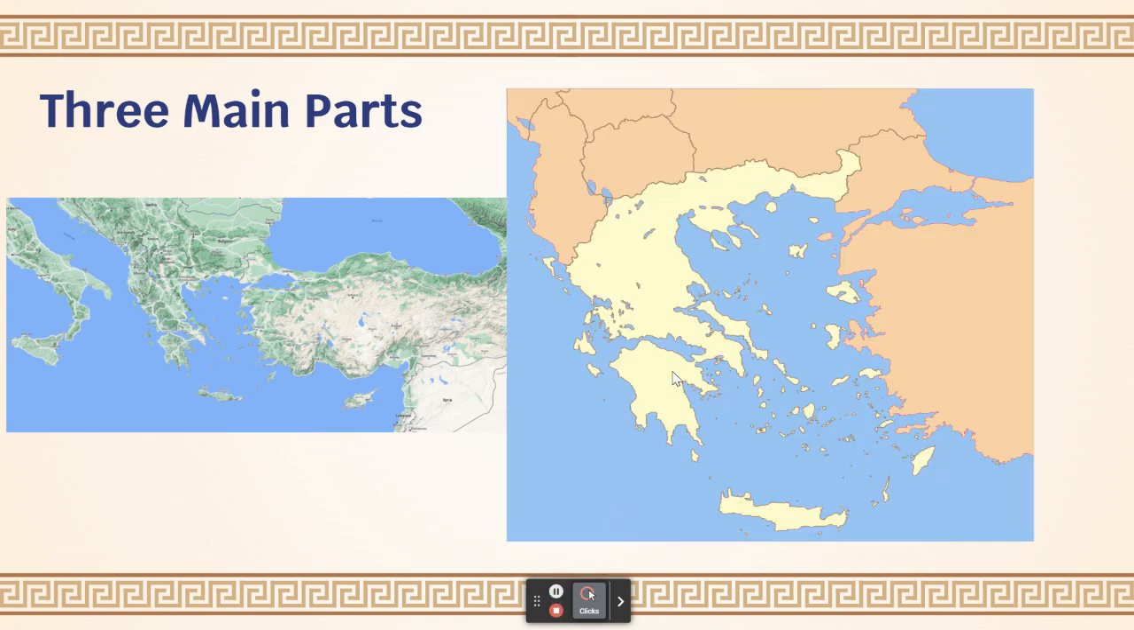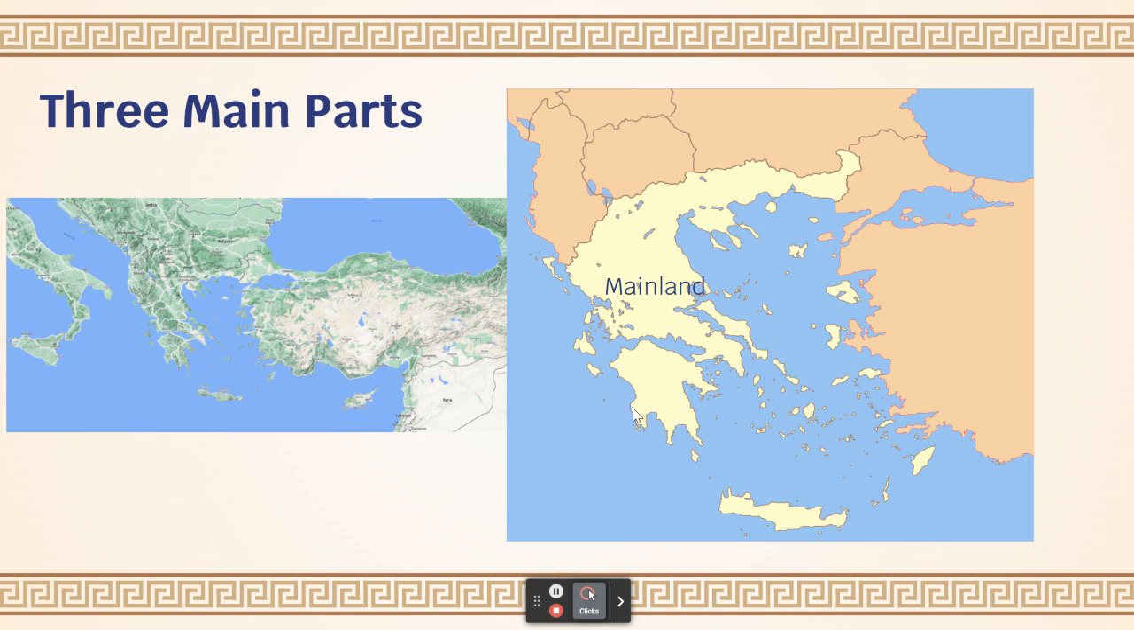All right, so if we look at this close-up right here, the 3 main parts of Greece that we're going to be looking at are, first of all, the mainland. And the mainland is kind of what it sounds like. It's attached to Europe. It's the main area, and it has the most population. As you can see, it probably has the biggest area of land, and so does have the most population.